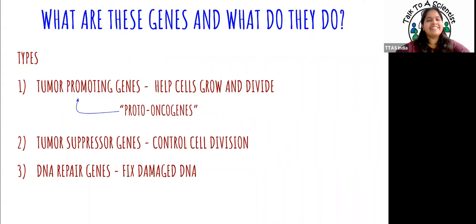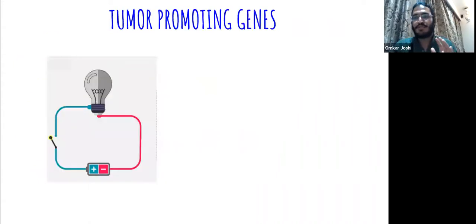Okay, thank you. So the first category of genes that we are going to look at are these so-called tumor promoting genes or proto-oncogenes. Now this is going to be an analogy. Let's keep it simple. You have a circuit. There's a bulb, there's a switch, and there's a battery.